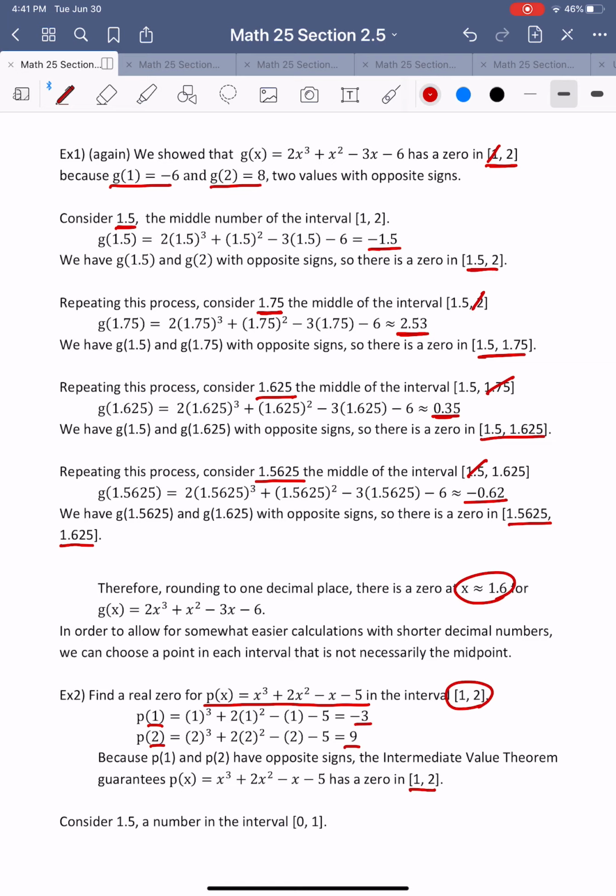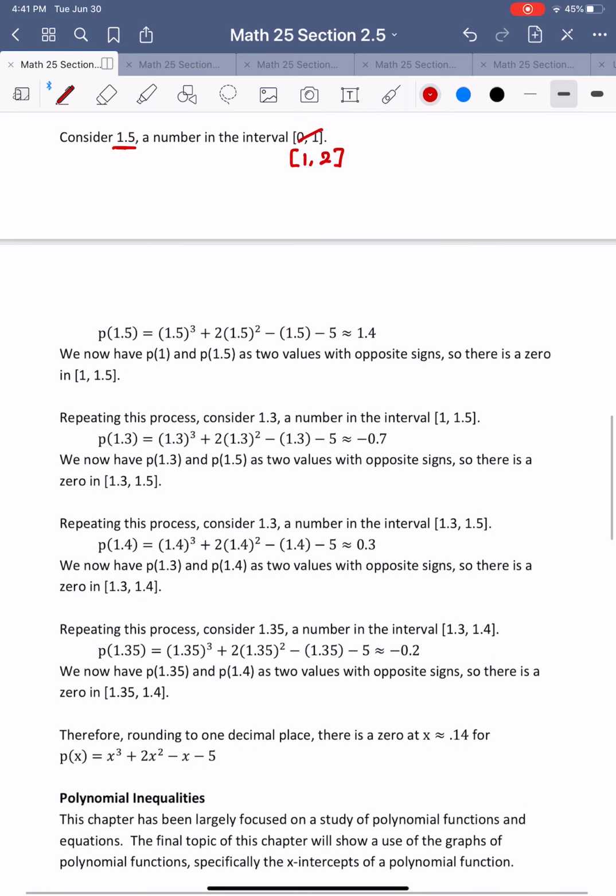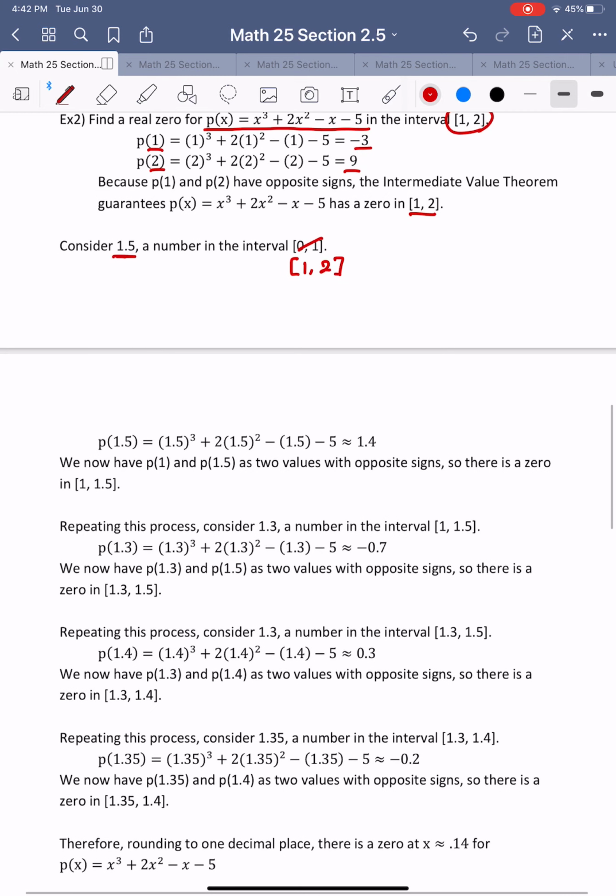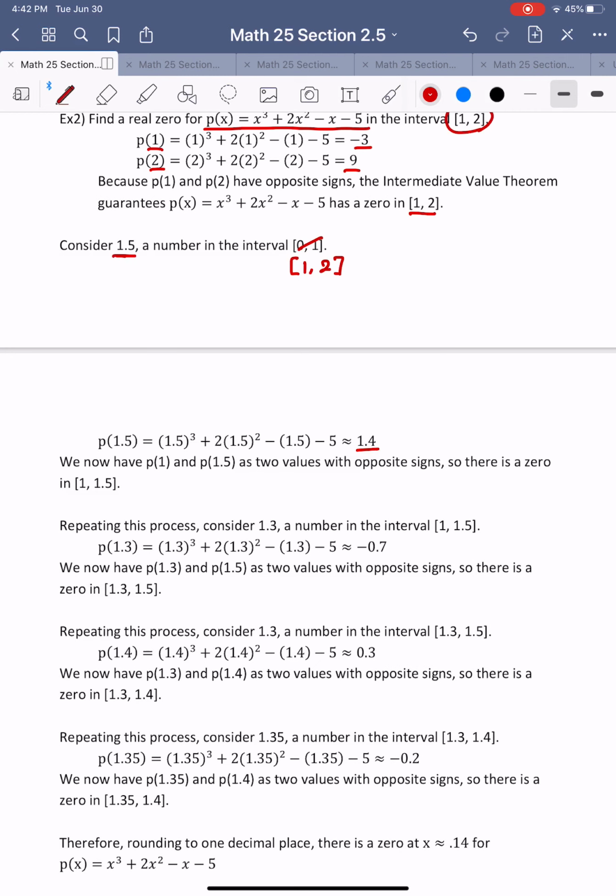So we are looking for the middle number, 1.5. Numbers in the interval 0, 1. What do you mean? It should be 1 and 2. What am I talking about? All right, that's a mistake, sorry about that. And then p of 1.5, you get 1.4. So instead of 2, I'm using 1.5.